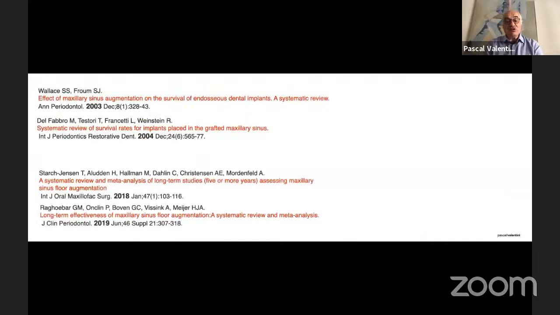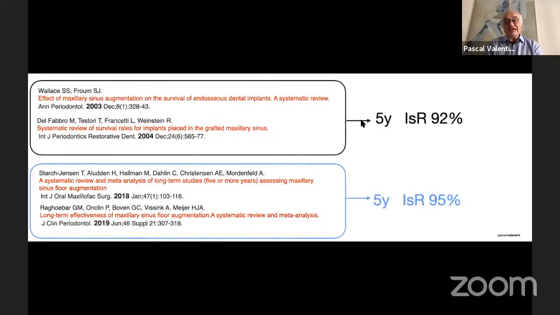Of course, if we look at the literature, especially the systematic reviews, we have two different kinds of systematic reviews: the old one from the early 2000s and the more recent one from around 2018 to 2019. And if we compare the implant survival rate provided by those systematic reviews, you can see that for the old one, the implant survival rate after 5 years is around 92%. And it is much better for the recent one. It is around 95 to 96%.